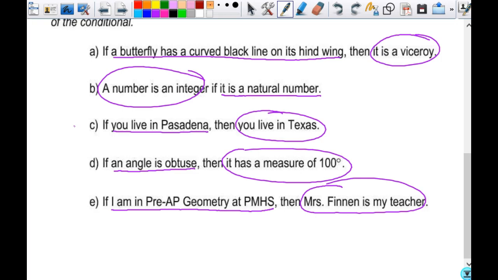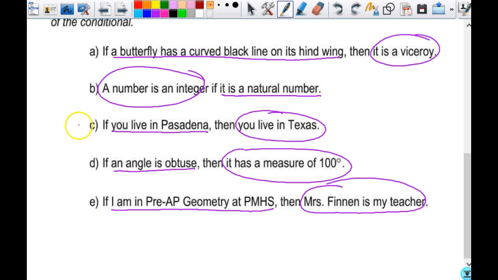All right, so then the converse would be, if you live in Texas, then you live in Pasadena. Is that true or false? That's false. That's a little bit more obvious false, right? Okay, so then this says, if an angle is obtuse, it has a measure of 100 degrees. True or false? False, right? The converse, if an angle has a measure of 100 degrees, then it is obtuse. True or false? True, because if it's 100 degrees, it's obtuse, okay?